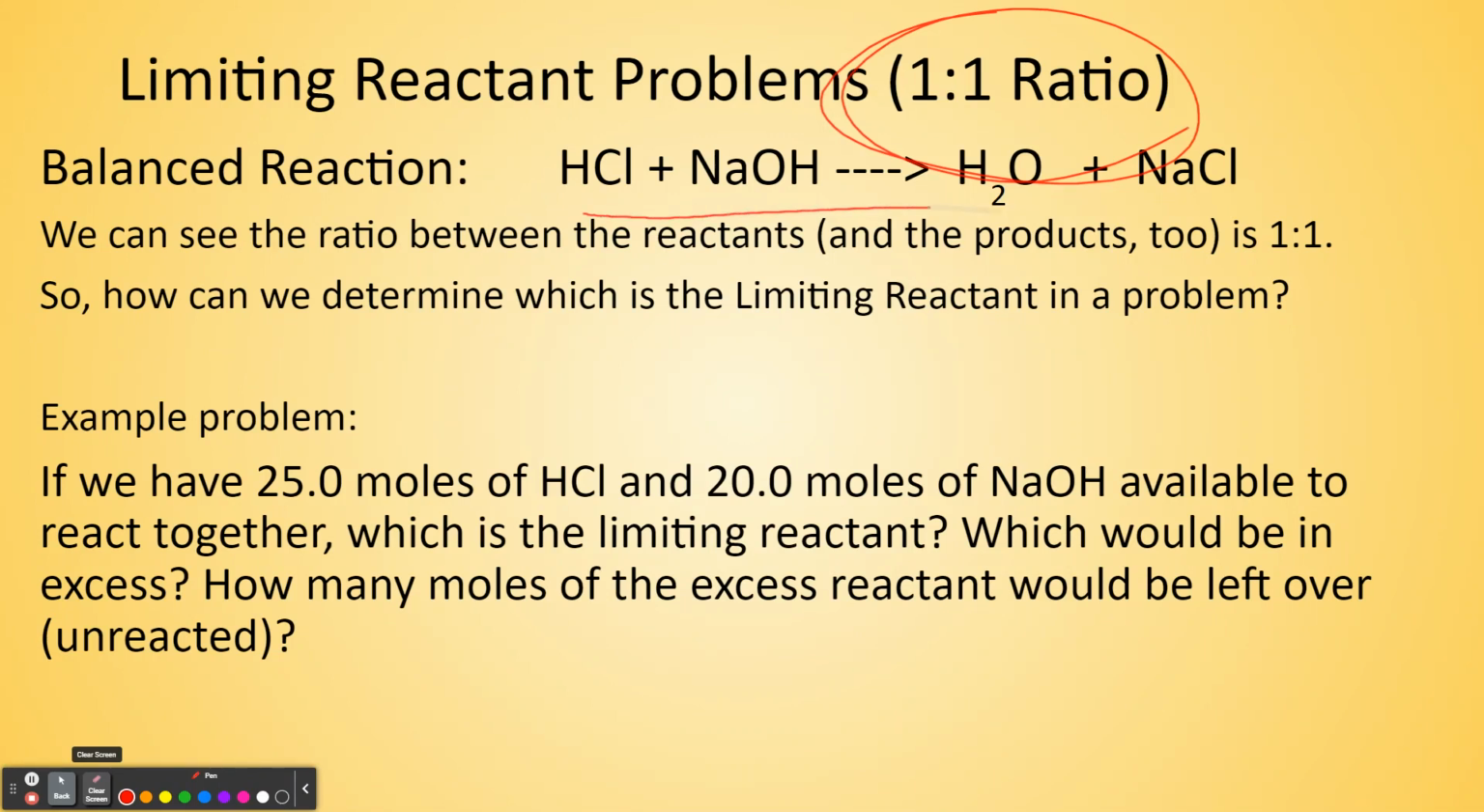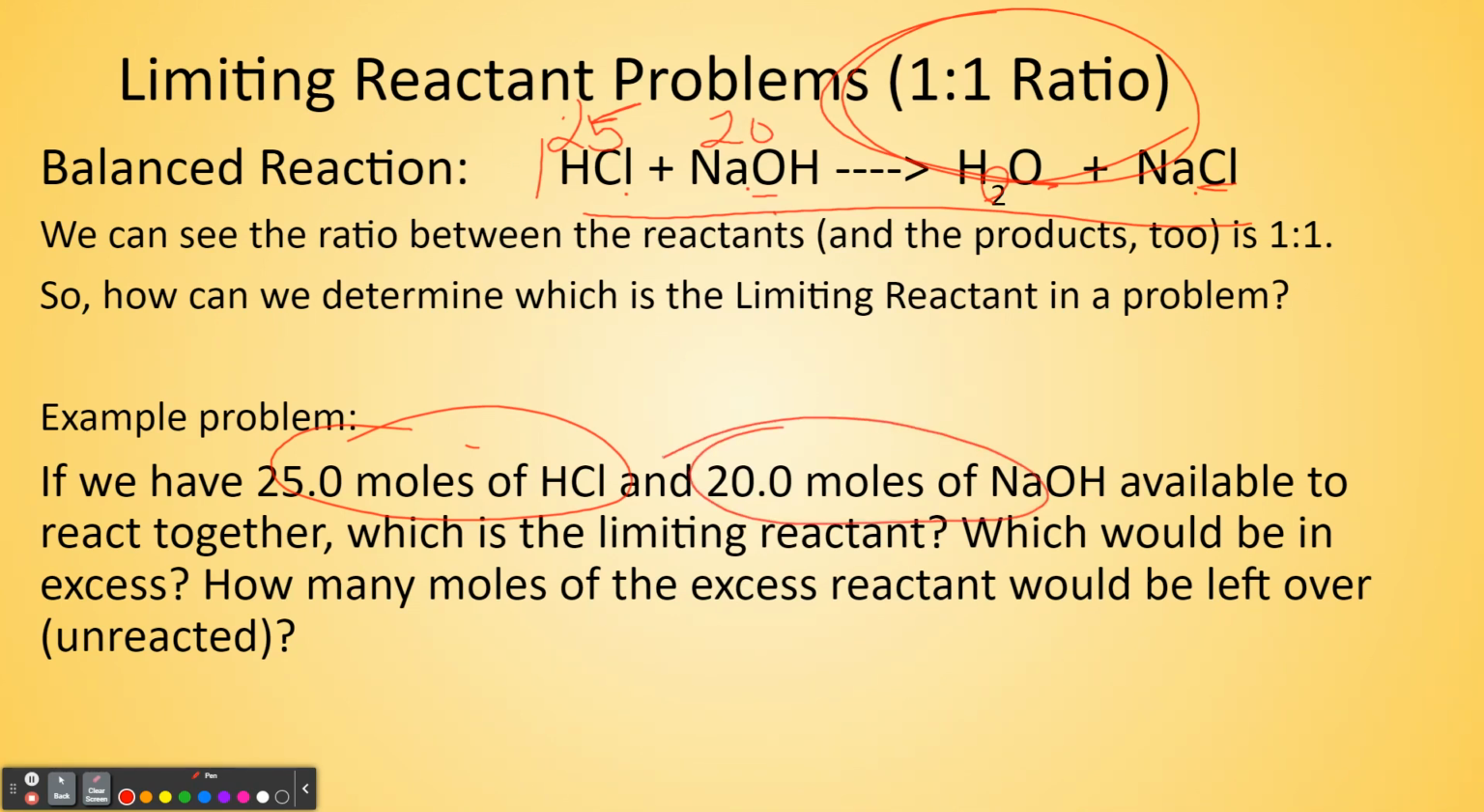So here's our balanced reaction because everything has a 1. It's always a good idea to check just to make sure that you have a balanced reaction to start with, because if it's not balanced, then your mole ratios aren't right. If your mole ratios aren't right, then your amounts aren't going to be right. We have 25 moles of hydrochloric acid, and we have 20 moles of sodium hydroxide.